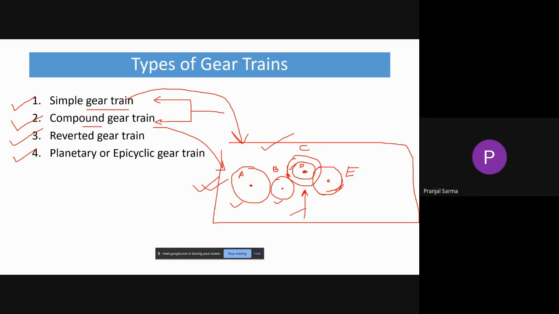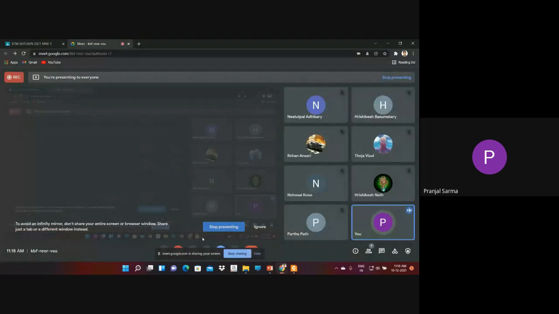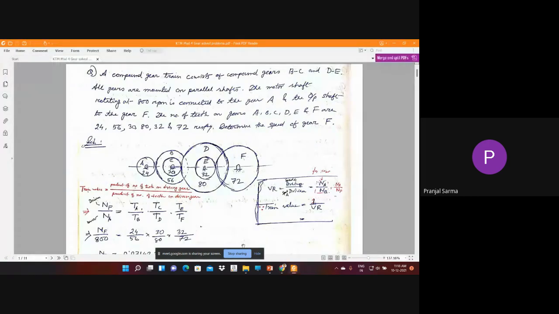So today we'll try to solve some problems. We'll start with the basic one, and after that we'll go for epicyclic gear train problems. Initially we'll go for simple gear train or compound gear train problems. Okay, so now the first question.